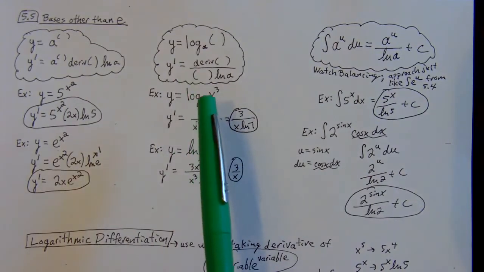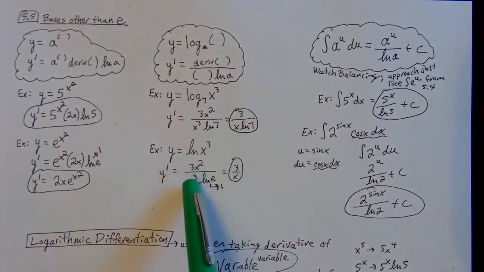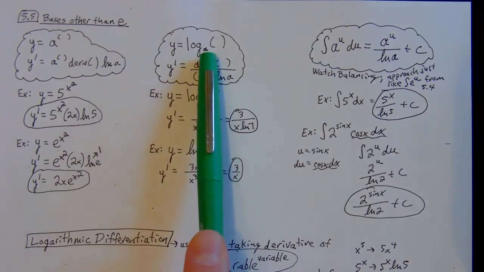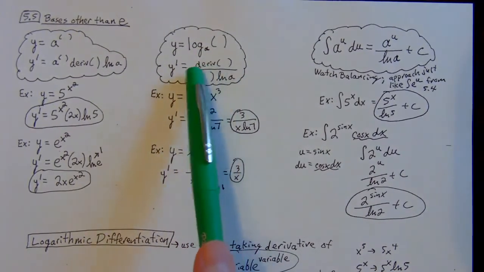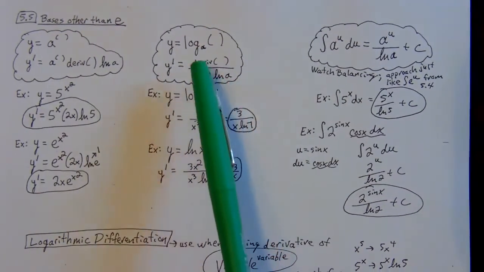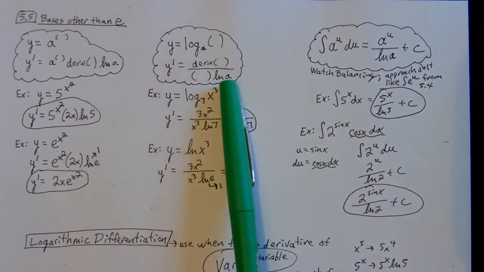And then what we know is if you have the natural log of something, you go 1 over that stuff times the derivative of that stuff. So if you have log base a, so just any base, what you're going to do is go 1 over that stuff, times the derivative of that stuff on the top, and then on the bottom, what you got to remember to tag on is the ln of whatever that base is, and you got to remember it goes in the denominator.